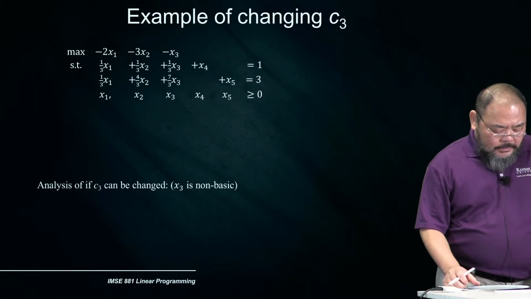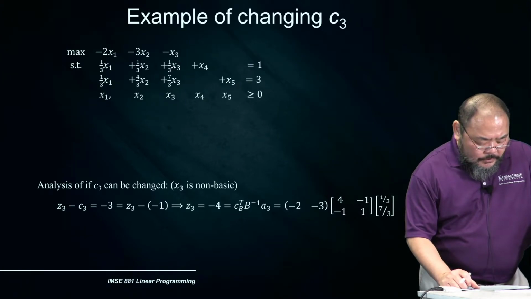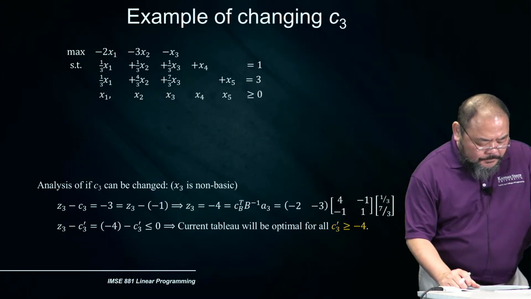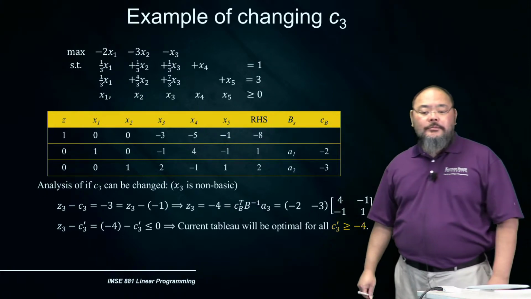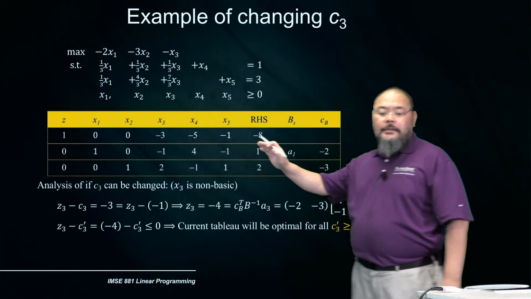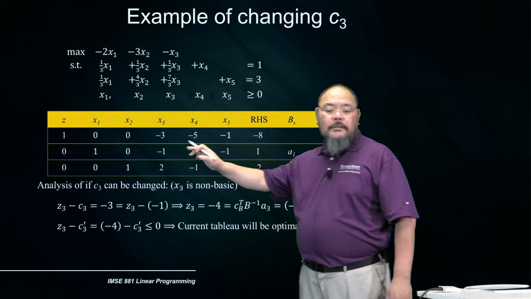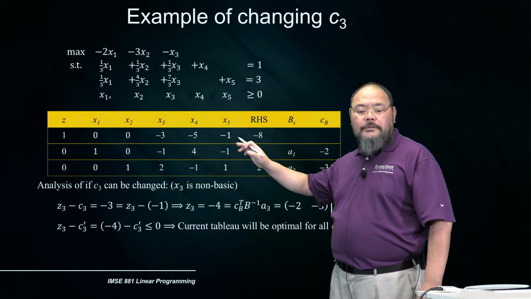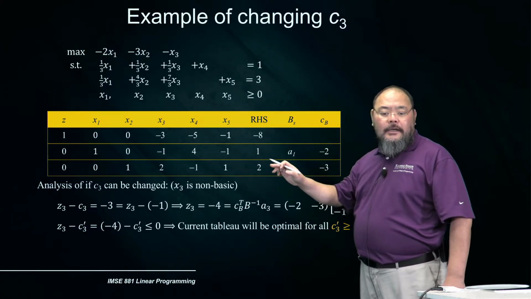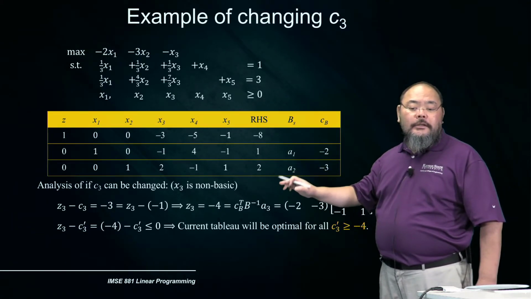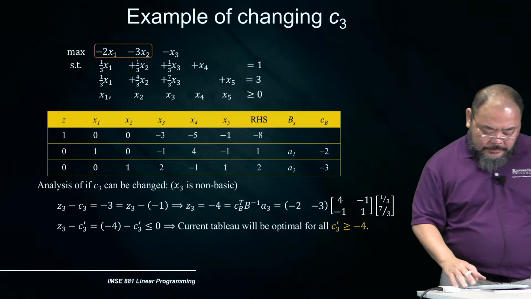Analyze if C3 can be changed. Let me see if we can show the optimal tableau at this moment. In the optimal tableau, we notice that all the Zj minus Cj entries are negative, so we know this is currently optimal. On the right-hand side, the objective function equals negative 8, and x1 equals 1, x2 equals 2. This is our optimal tableau.